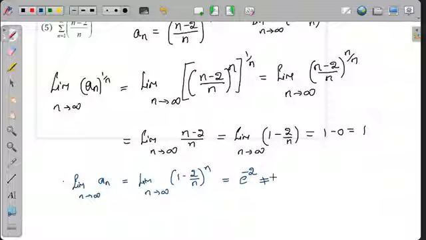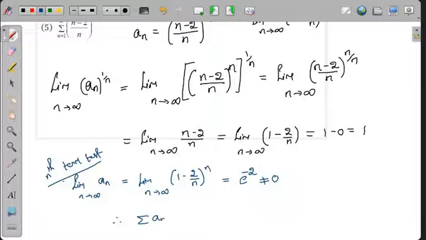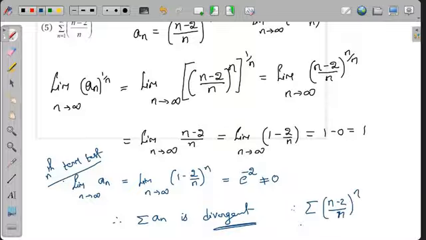See, I'm applying the nth term test here. Be careful. Nth term test. Okay, since the nth term is not going to 0, we can conclude that summation a_n is divergent. It means the given summation of n minus 2 by n whole power n is divergent. Okay.